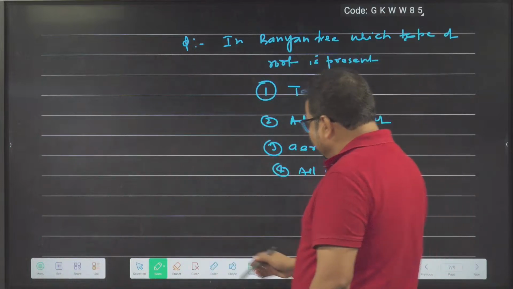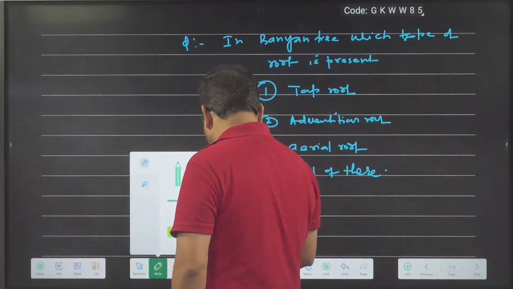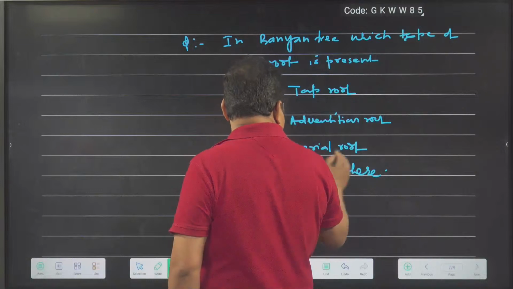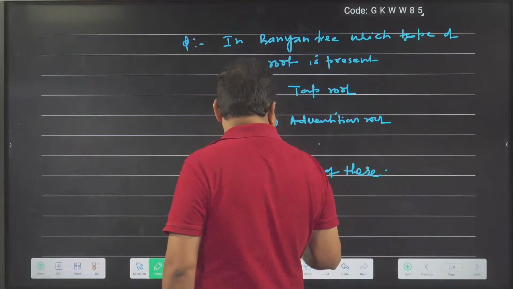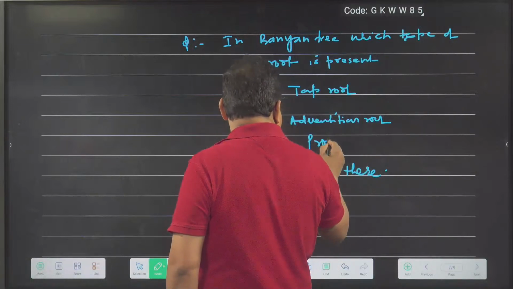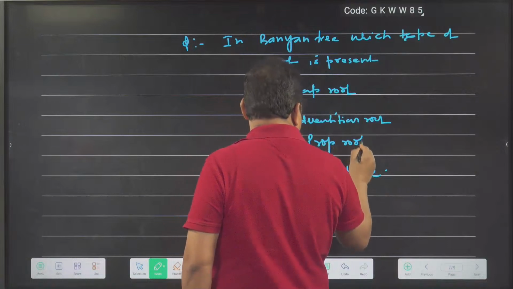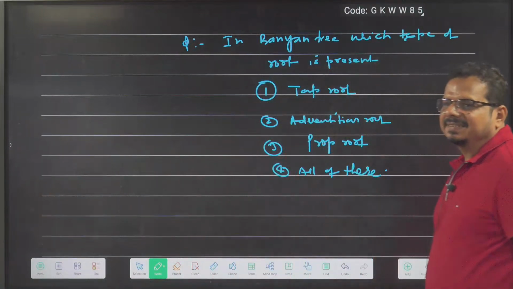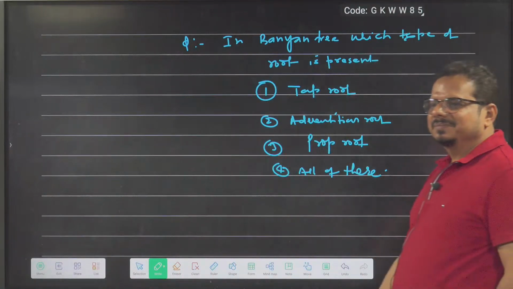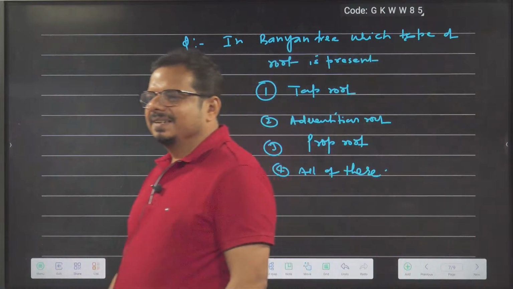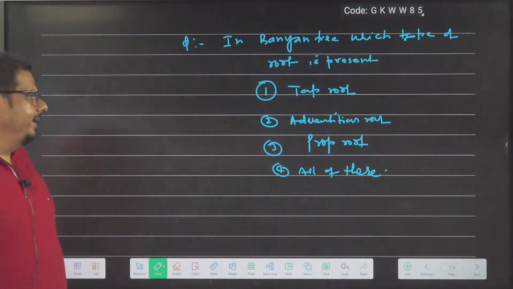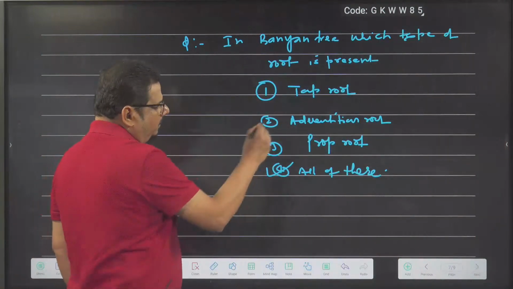I am changing the third option. I am writing prop root. What answer will you give? So here the correct answer will be 4.